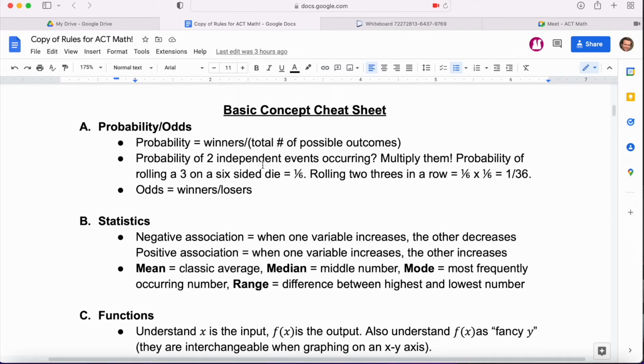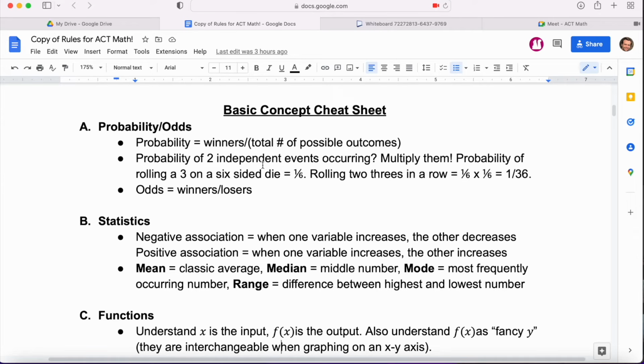Mean equals classic average. I'm supposed to say equals, correct? Yeah, equals classic average. Median equals middle number. Mode equals most frequently occurring number. And range equals difference between highest and lowest number.